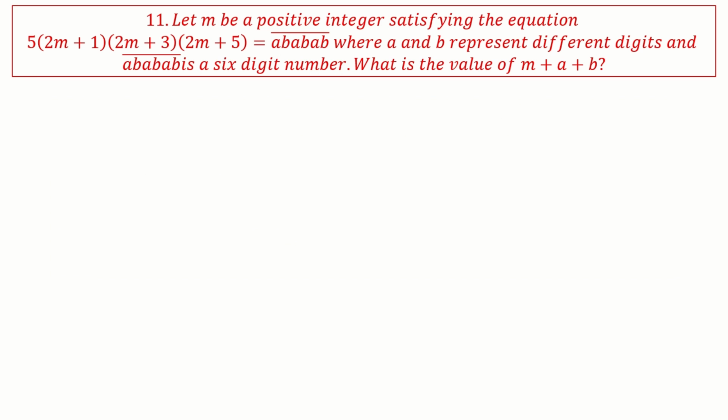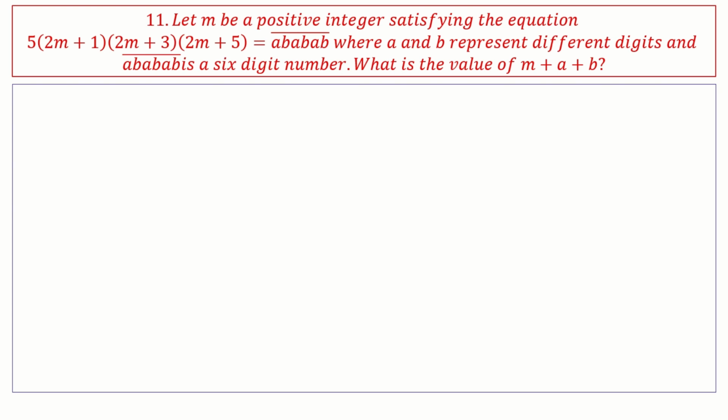Let m be a positive integer satisfying the equation 5 times (2m plus 1)(2m plus 3)(2m plus 5) equal to ABABAB, where A and B represent different digits and ABABAB is a 6-digit number. What is the value of m plus A plus B? Similar problem came in the first paper also, so we will solve it the same way.